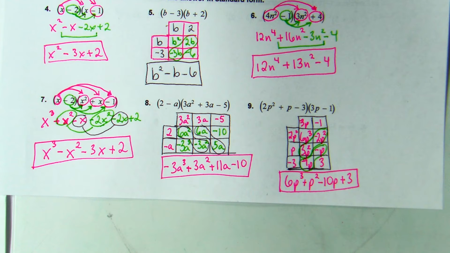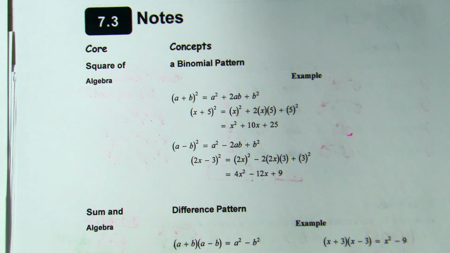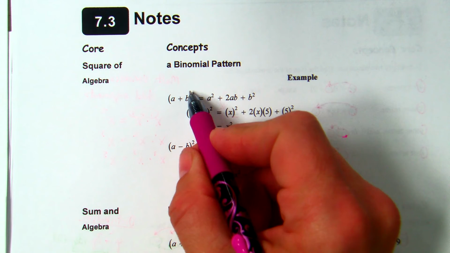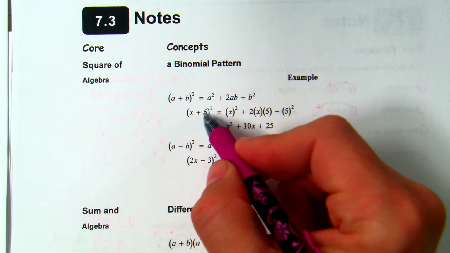Alright, and that kind of wraps up just basic multiplication of binomials and trinomials. Then 7.3, if you flip the page, is going to deal with some special cases. This is going to be the square of a binomial, where you're going to have the same first and second terms times each other. In this case, they show you a plus b, and they're going to square that. And then they have this example using a number, so you have x plus 5, and you're squaring that.